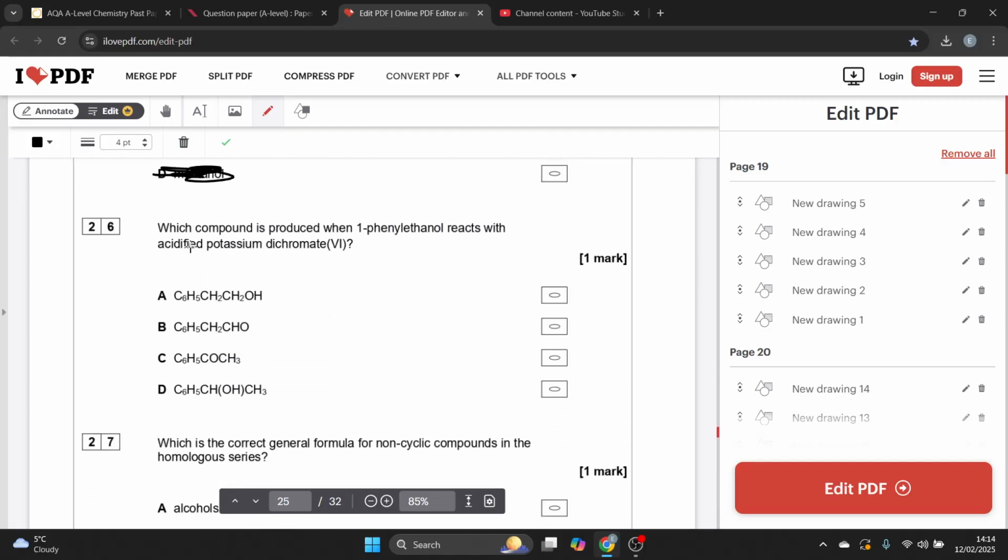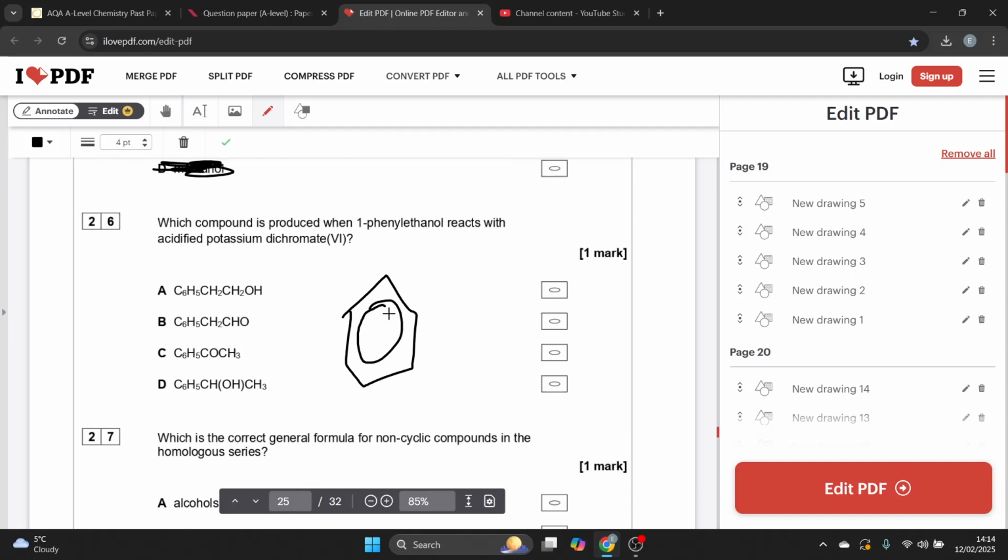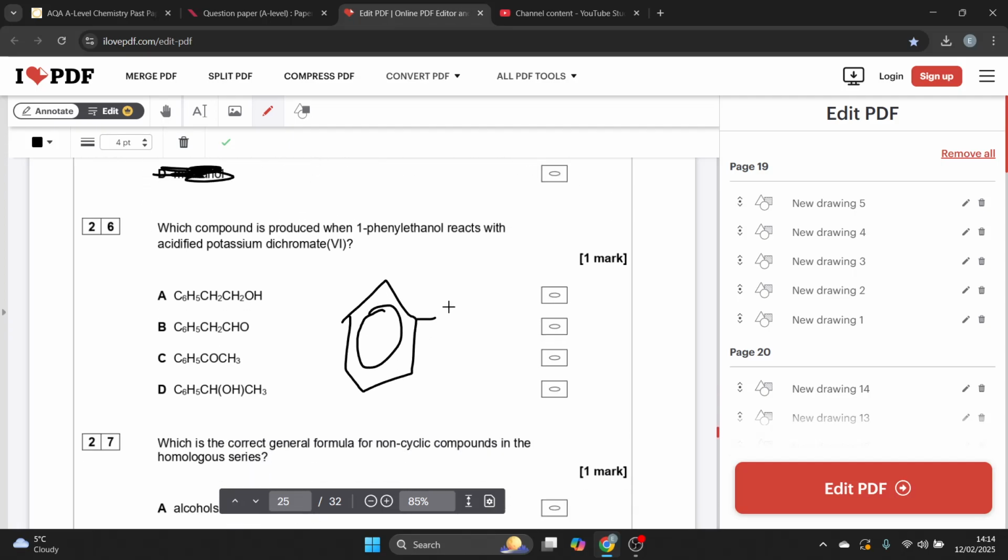Question 26, which compound is produced when 1-phenylethanol reacts with acidified potassium dichromate? So the first thing I would do is just draw that out. I know the phenyl is attached to ethanol, but I also know the OH group has got to be attached to the first carbon, like that. These just represent carbons, 1, 2, 3, 4, 5, 6. So that is a secondary alcohol.